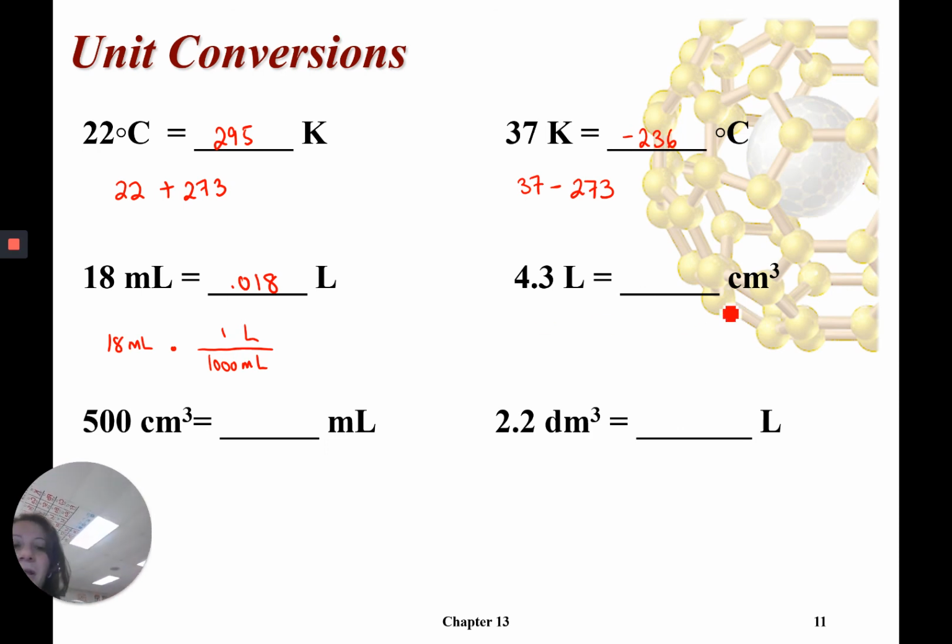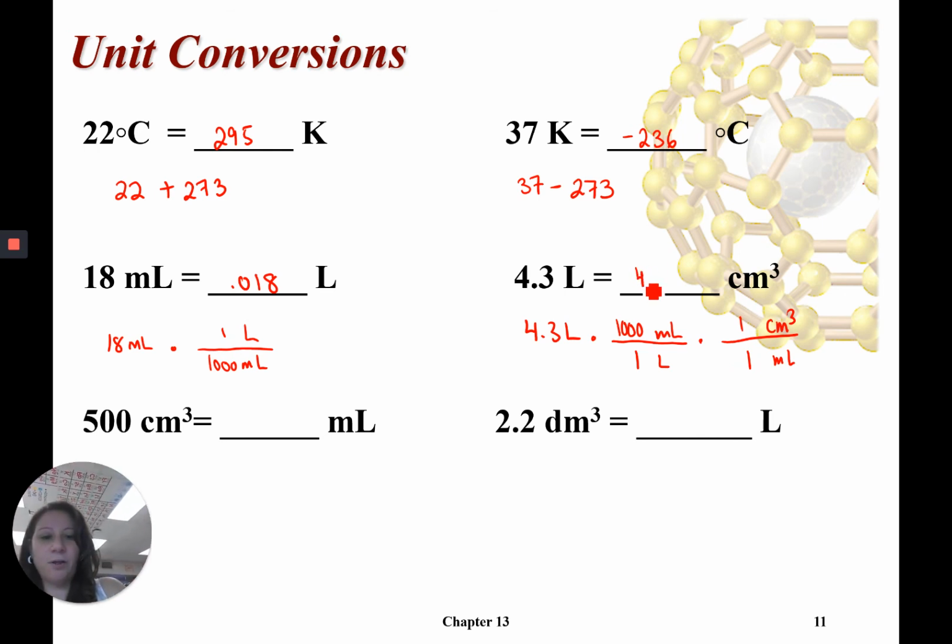Going from liters to centimeters cubed. I'm going to first go from liters to milliliters. 1 liter is 1,000 milliliters. And then I'll put milliliters here, centimeters cubed. And I know that 1 centimeter cubed is the same thing as a milliliter. And so I get 4,300 centimeters cubed.